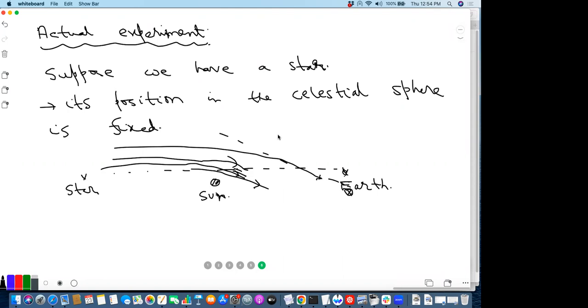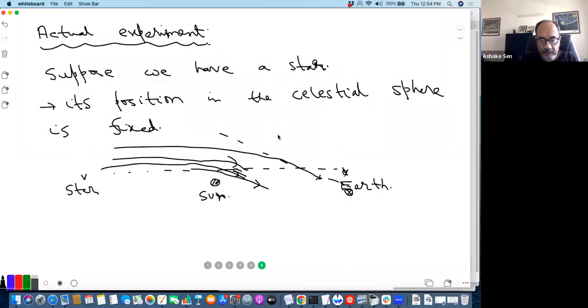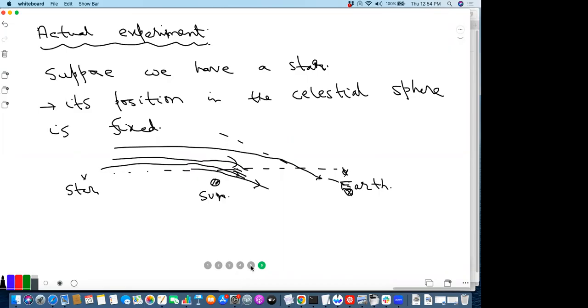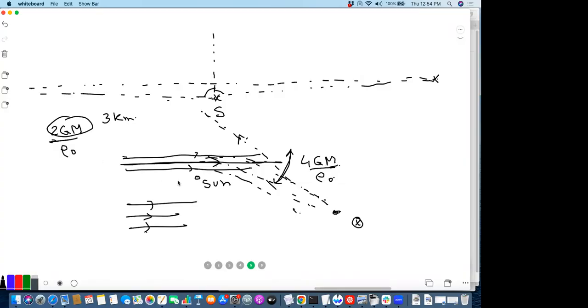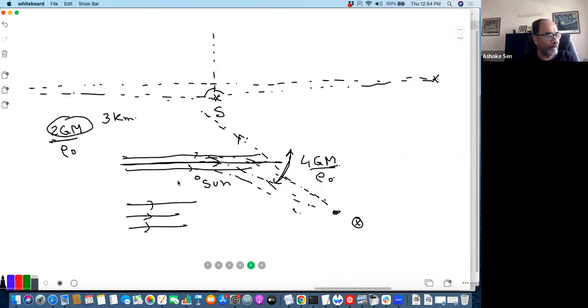What is this angle value for 4GM over rho zero? That depends on rho zero. It's typically very small. I don't remember the exact order of magnitude of the first observation, but it is quite small, because GM is like 3 kilometers, and rho zero certainly is larger than the radius of the sun.